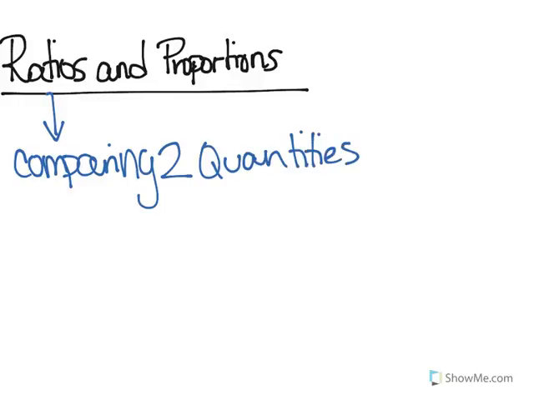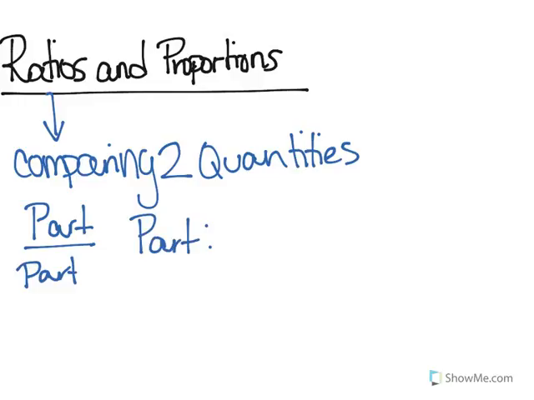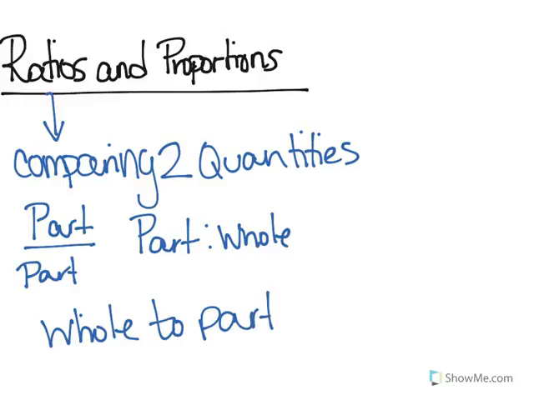That means I can compare part to part. I can compare part to whole. And I also can compare whole to part. If you looked, I wrote it also three different ways. You can write ratios as a fraction, with a colon, or with the word to.